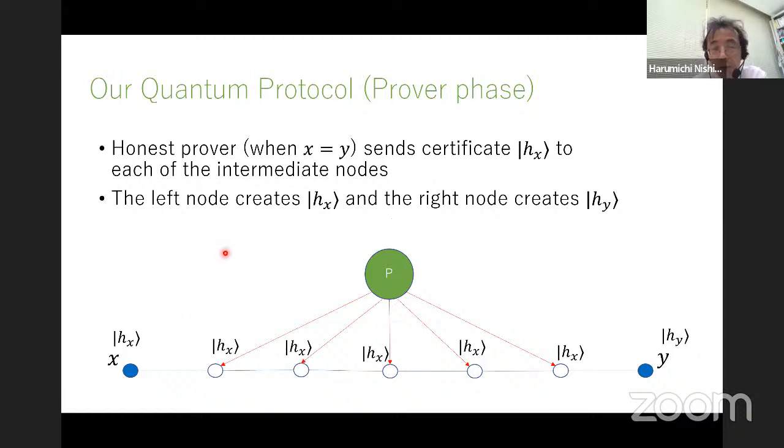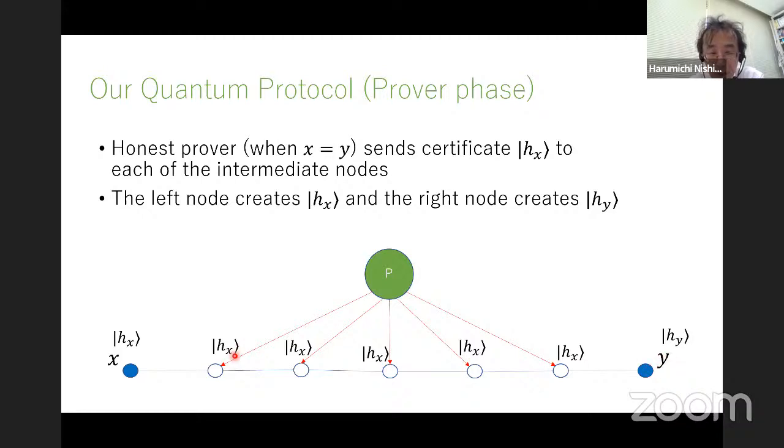Now, I show our protocol. Our protocol's first phase is the prover phase. The honest prover, when X equals Y, honestly sends the certificate, the fingerprint of X, to each intermediate node. So this input and this input are the same, the yes case.